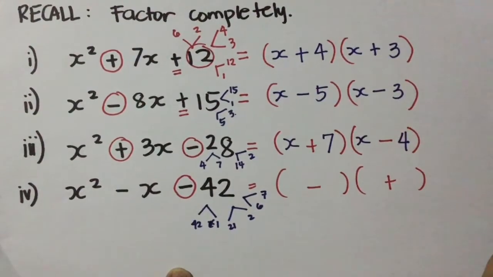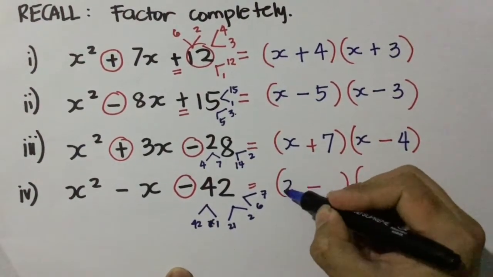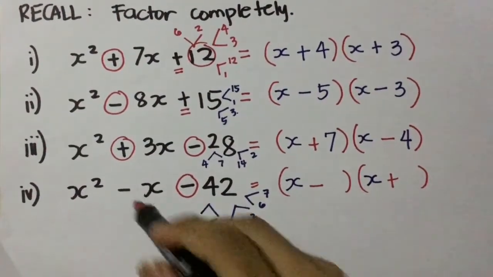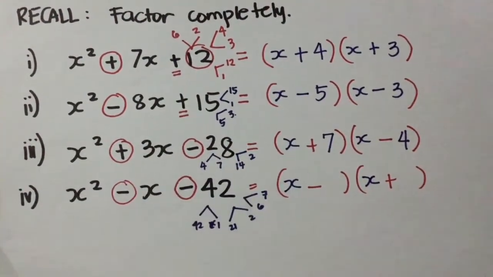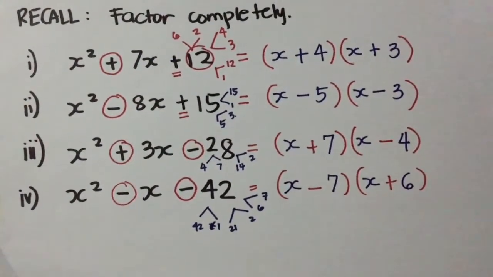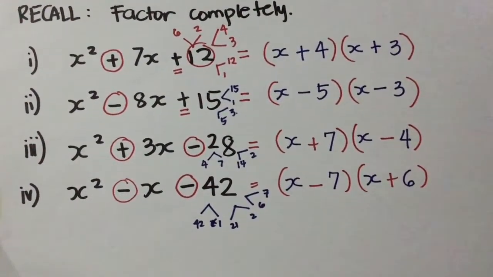But which one should be negative? Which one should be positive? Let's put x here first. Now we all know that the middle term is negative, which means that the bigger number should be negative. And the bigger number is 7, so that will be 7 and 6. So that's how you factor simple trinomials.